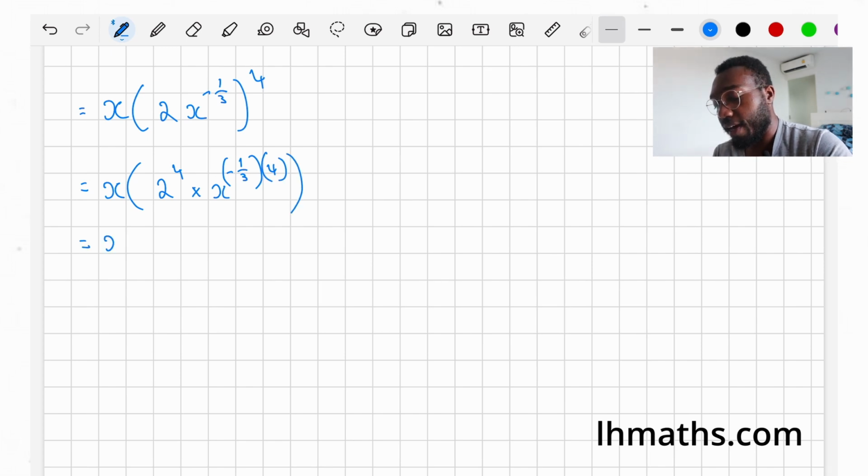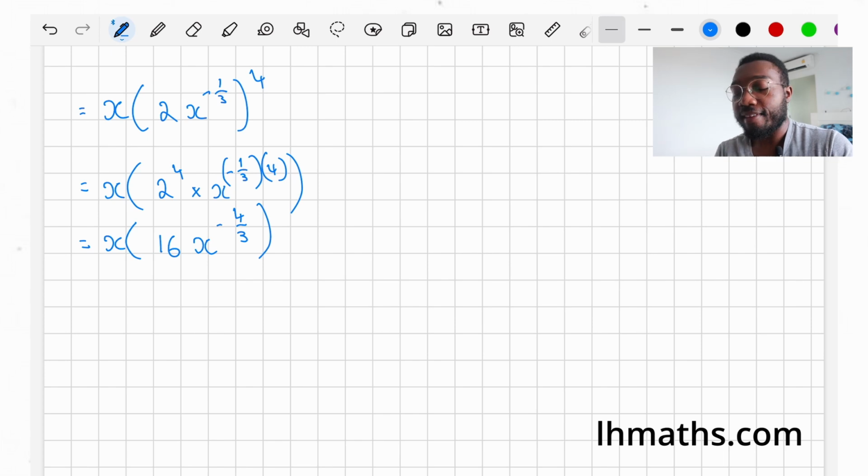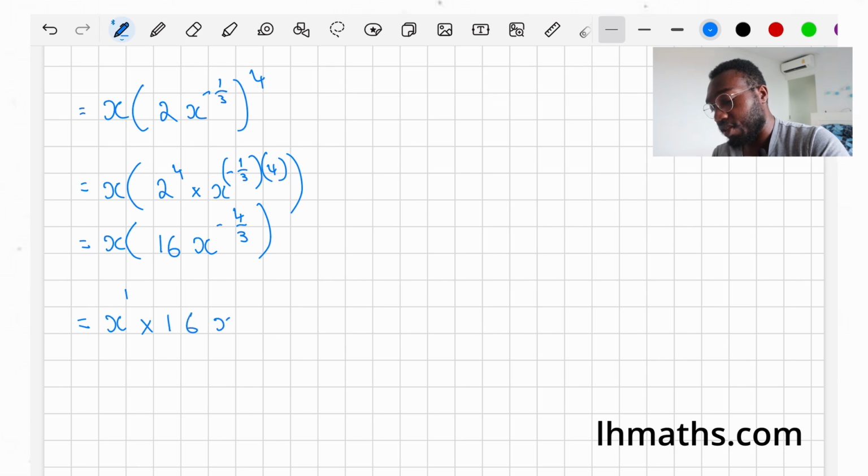If you work that out, you get x still on the outside. 2 to the power of 4 is 16, times x to the power of minus 1 over 3 times 4, which is minus 4 over 3. And now at this stage, we need to multiply this together. So effectively, it would be like saying x to the power of 1, and that is times 16x to the power of minus 4 over 3. And it's the same way we always do it.